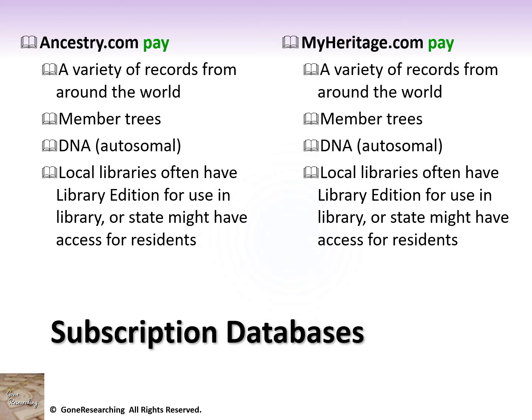MyHeritage.com has a variety of records from around the world. It has a strong collection from various Nordic countries, as well as a few other countries around the world. It has member trees, and it has autosomal DNA testing. Local libraries often have the library edition for use in the library, or a state might have access for its residents.